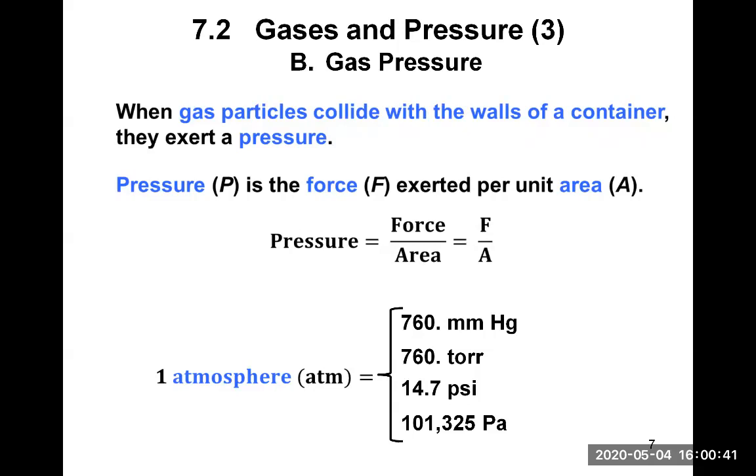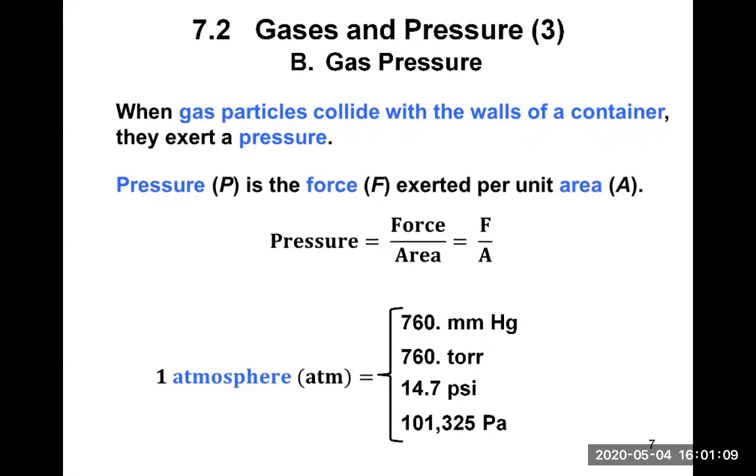And then it's also expressed in Pascal. Pressure can be in Pascal, and 1 atmosphere is equal to 101,325 Pascal. So PA is the symbol for Pascal. Pascal is the unit used in the international system of units.